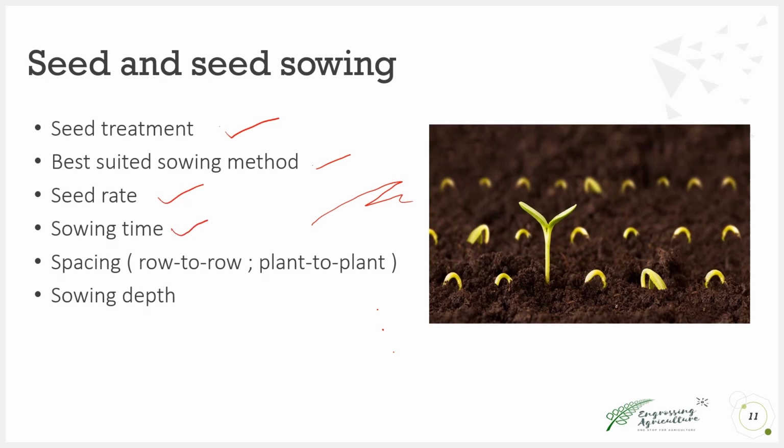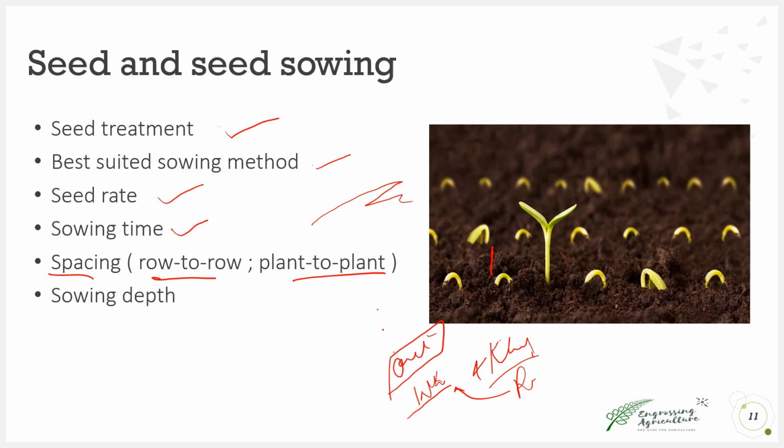Sowing time, that means if we are growing in kharif, then at what time, and in rabi at what time. More specifically, if we are growing wheat, that is a rabi crop, then at what time sowing should be done, in October to November, or if it is early maturity, then the sowing time changes. So all these factors affect sowing time. Spacing, row to row space and plant to plant space. The space between these two is the row to row, and the space between these two plants is the plant to plant spacing. This is specified for every crop. Then sowing depth, that you all know.